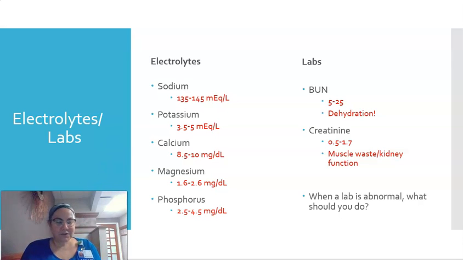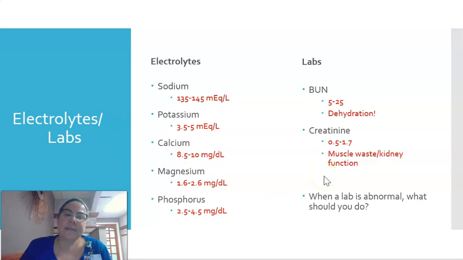And yes, electrolytes are not going anywhere. I'm not going to read off every single value to you. The ones that are going to be the most important for the exam are pretty much these that are going to be listed here. So the sodium 135 to 145, potassium 3.5 to 5, your calcium levels, your mag levels, your phosphorus, and so on. Be aware that with BUN, we're going to be looking at dehydration with that particular lab, and then of course your creatinine for muscle waste and kidney function.